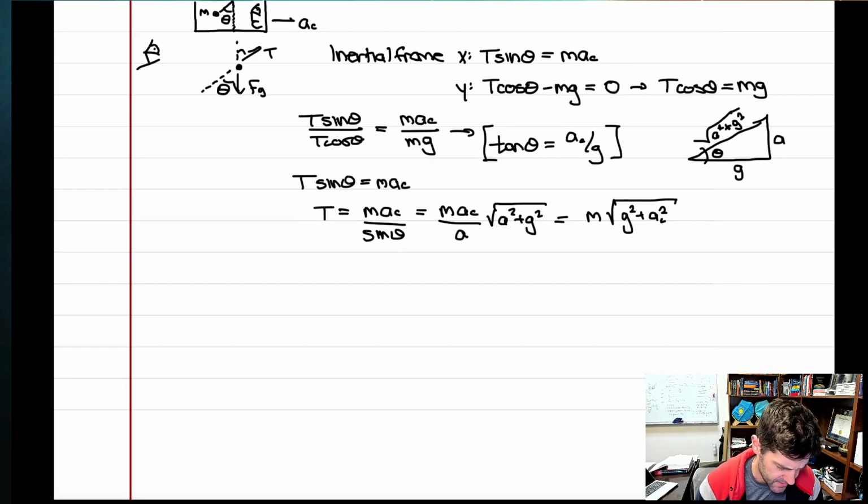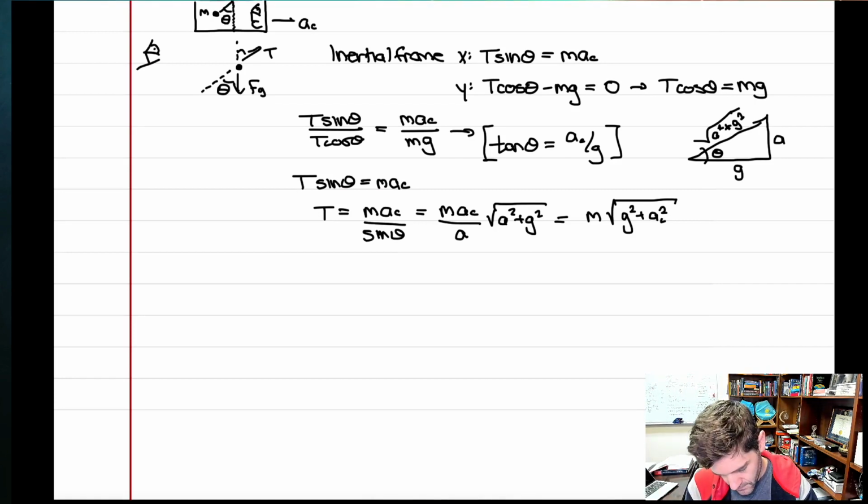Again, does that make sense? If the acceleration goes to 0, this just becomes m times g. Everything's vertical, the tension is balancing m times g. So all that seems fine. That's the inertial frame.